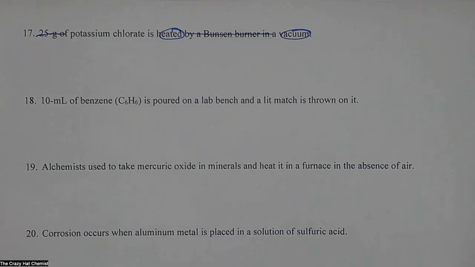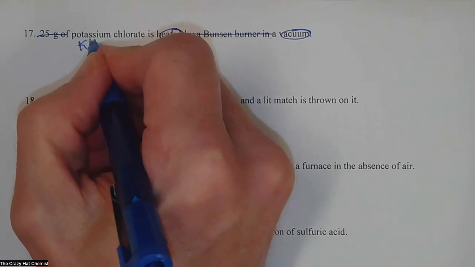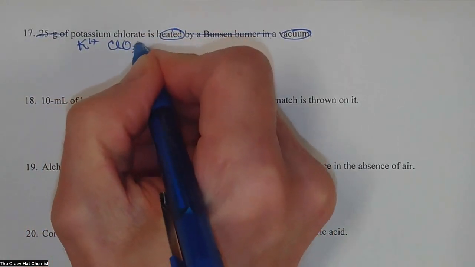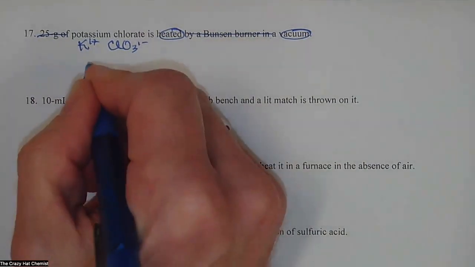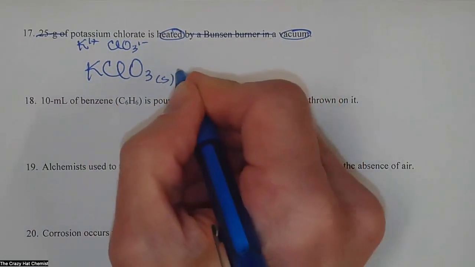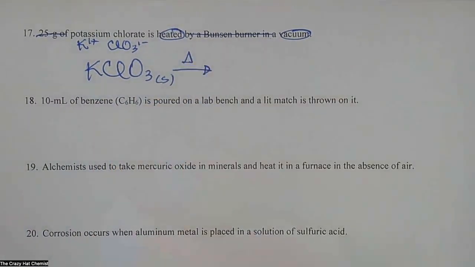All right. Potassium is a group one. Chlorate is a polyatomic ion, ClO3-1-. So this is KClO3. This is a solid. There's an arrow. There's a delta because we're heating it up. Do you see that there's one reactant on this? Absolutely. So that means that this is a decomposition reaction. Decomposition reaction. All right, cool.